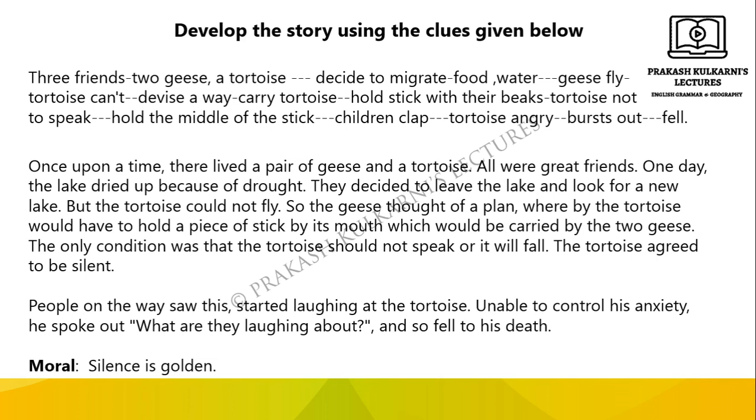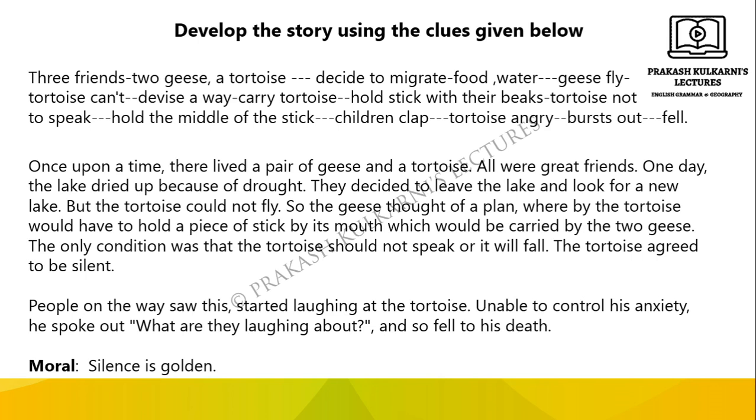Once upon a time, there lived a pair of geese and a tortoise. All were great friends. One day, the lake dried up because of drought. They decided to leave the lake and look for a new lake. But the tortoise could not fly. So the geese thought of a plan whereby the tortoise would have to hold a piece of stick by its mouth, which would be carried by 2 geese. The only condition was that the tortoise should not speak or it will fall. The tortoise agreed to be silent.